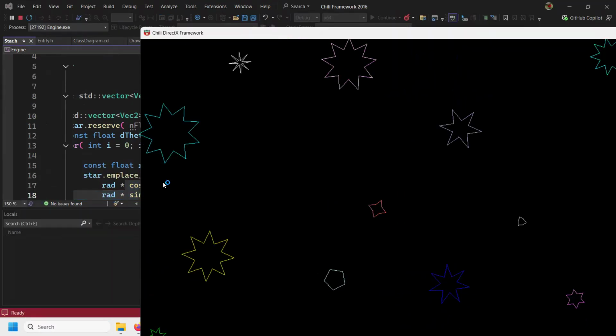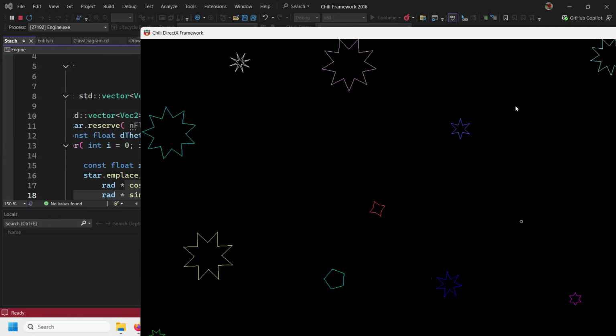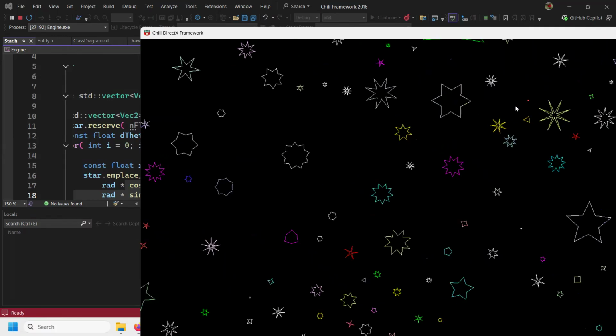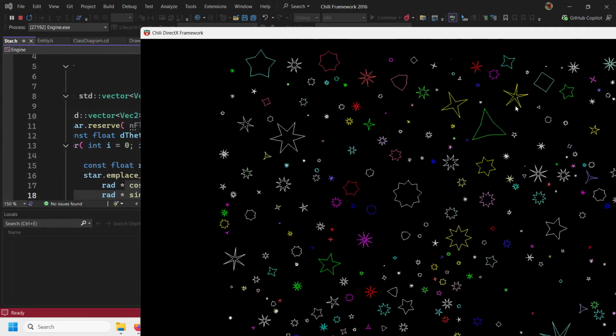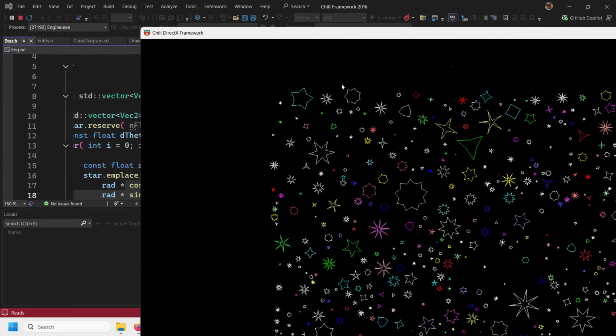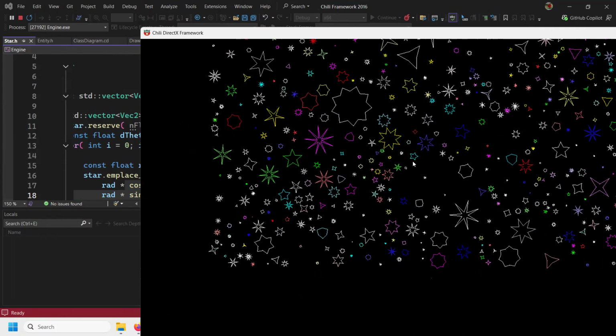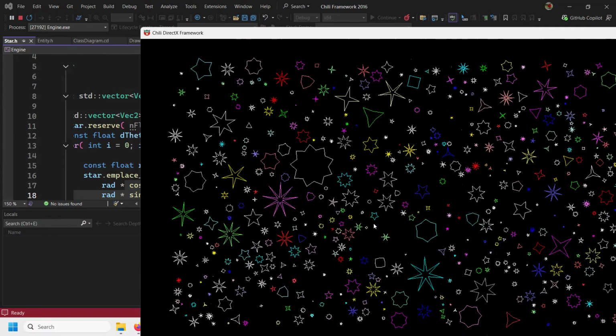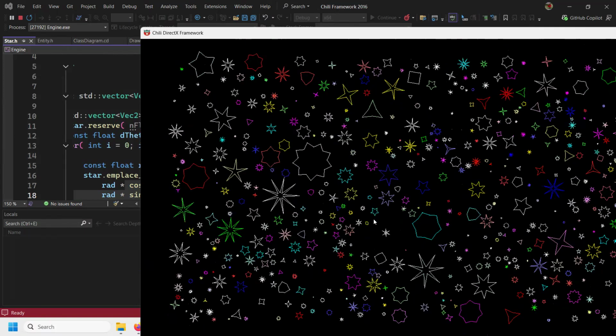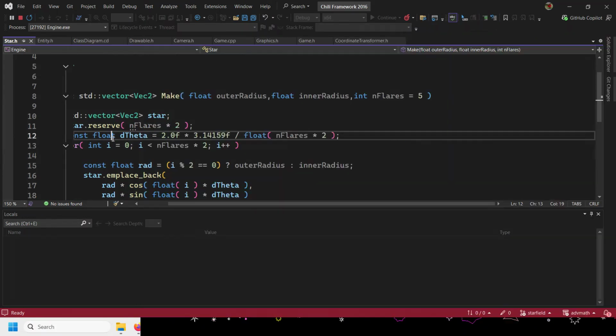So yeah, this program produces this output. Pretty radical. I'm zooming out with the trackpad, and you can also pan around this graphics image. So this is quite a neat program.